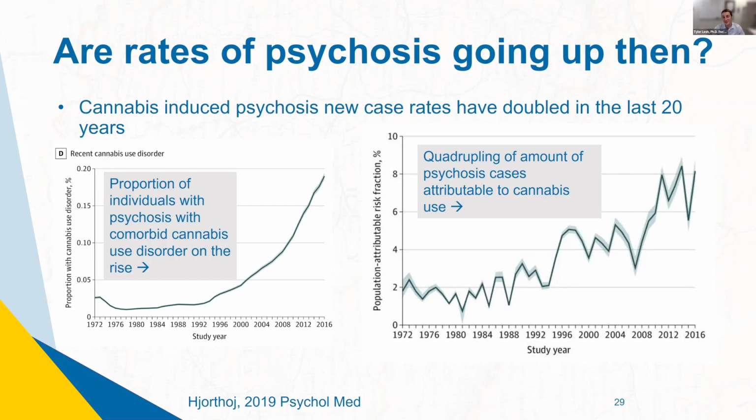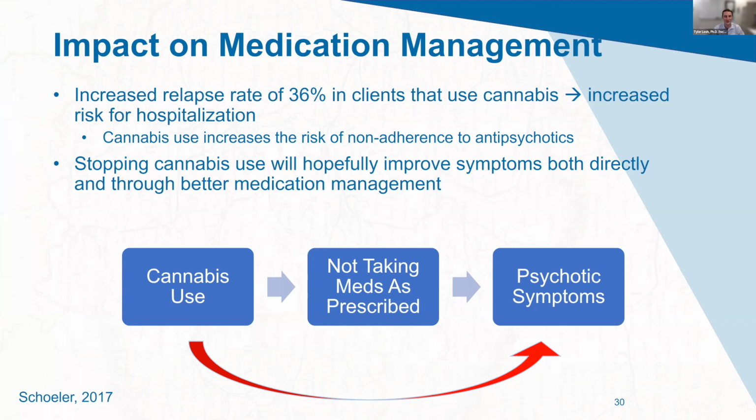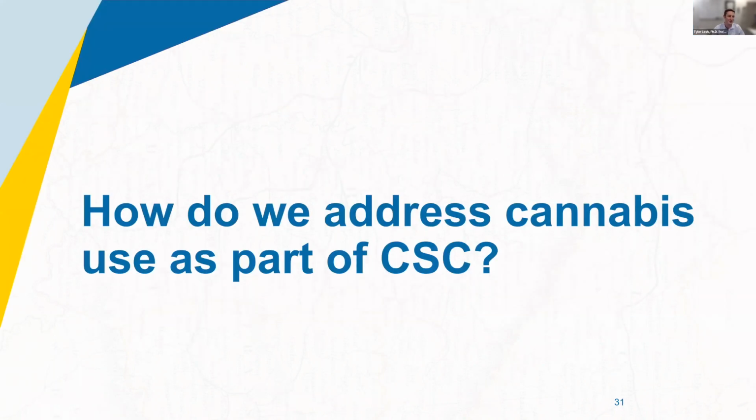The short answer to this is that I talked about THC concentrations going up. We do see evidence that cannabis-induced psychosis rates are going up significantly. There's also evidence that psychosis caused by cannabis use rates have been going up and quadrupling. So there's a lot of new evidence that cannabis is making things a bit more complicated for those of us who work in this field. So yeah, I'll let Tara take over here.